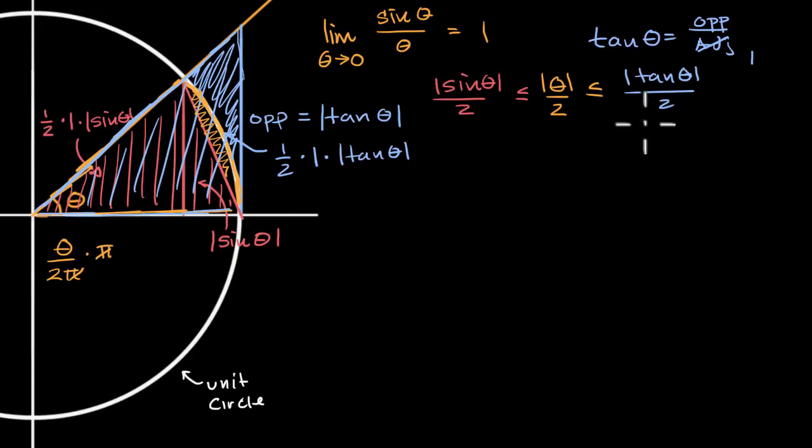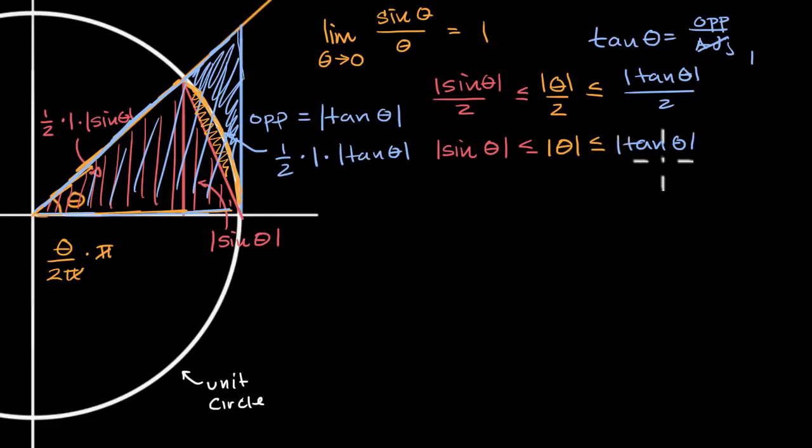And now I'm just going to do a little bit of algebraic manipulation. Let me multiply everything by 2. So I can rewrite that the absolute value of sine of theta is less than or equal to the absolute value of theta, which is less than or equal to the absolute value of tangent of theta.